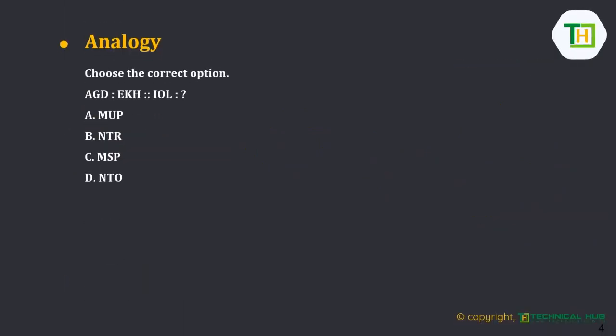Next one. Here also find the logic between the first two. The same logic is applied to the third one to get the fourth one. So write down the logic between the first two. The first two words are AGD. It is coded for EKH. First of all, write down with respect to numbers. So A is 1, G is 7, and D is 4, and E is 5, K is 11, and H is 8.